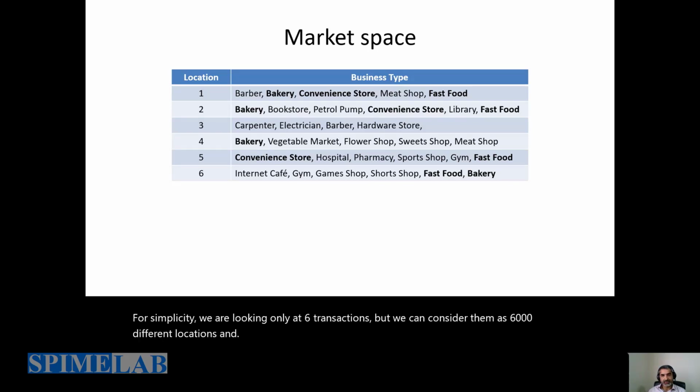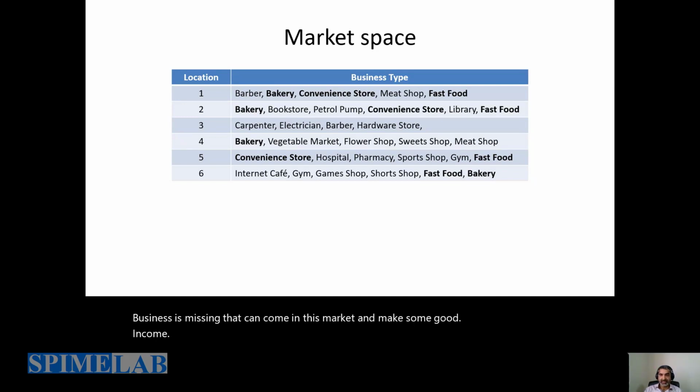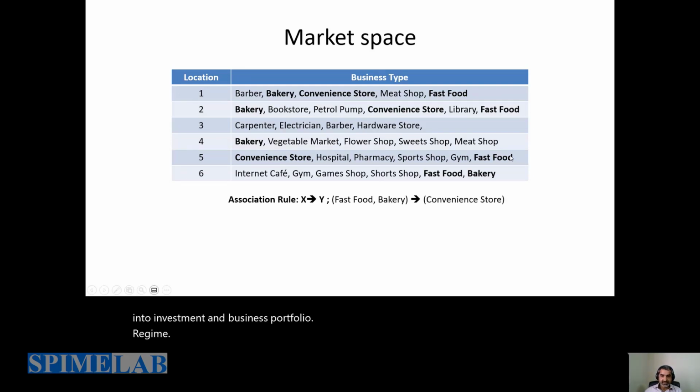And we want to learn if there is a business, for example, a flower shop, what other business is missing that can come into this market and make some good income. So your association rule mining application extends not only to market basket, but into the investment and business portfolio regime. So let's say we have an association rule X leads to Y. X is fast food and bakery, and Y is convenience store.